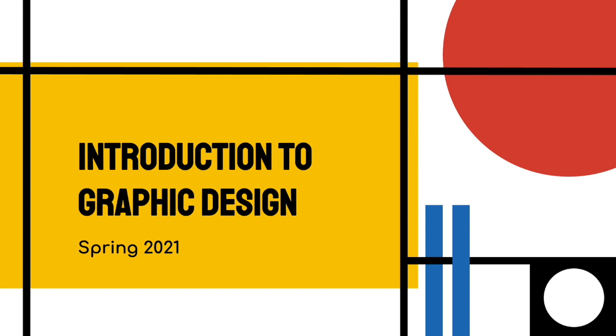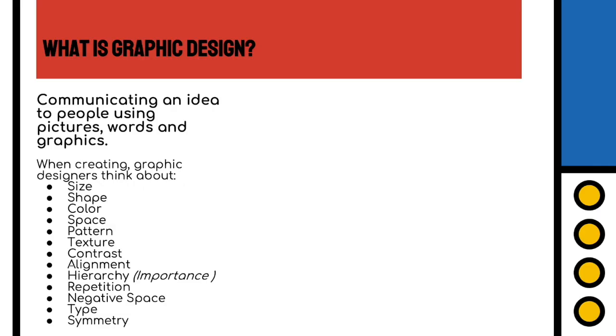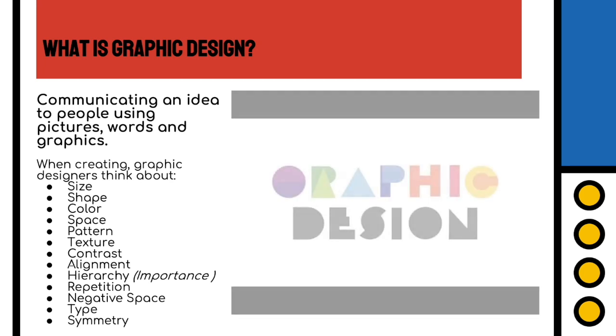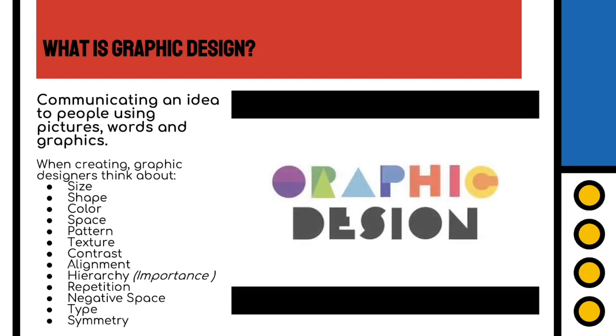Graphic design is a career field and a type of art that communicates an idea to a viewer using pictures, words, and graphics. Graphic designers make things like websites, they do packaging design, they help businesses with their visual identity. So the definition of graphic design is communicating an idea to people using pictures, words, and graphics. When creating, graphic designers think about size, shape, color, space, pattern, texture, contrast, alignment, hierarchy, repetition, negative space, type, and symmetry, just to name a few.